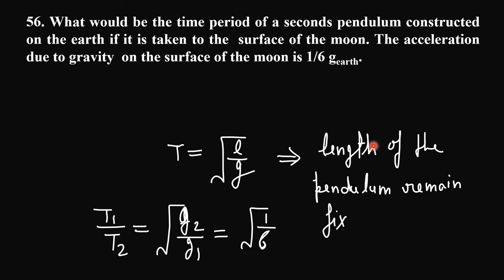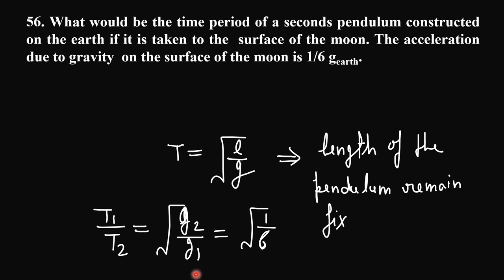तो कोई पेंडुलम है, सेकेंड पेंडुलम है, उसको अर्थ पे बनाया गया है. अगर हम उसको मून पे लेके जाते हैं, then will it affect the time period of the pendulum? Of course it will affect the time period of the pendulum because g is changing. And how much it is changing? The g on the moon is 1/6 of g on the earth.